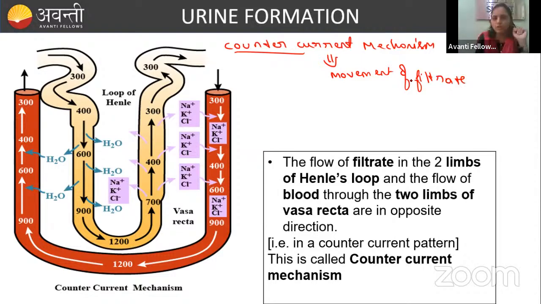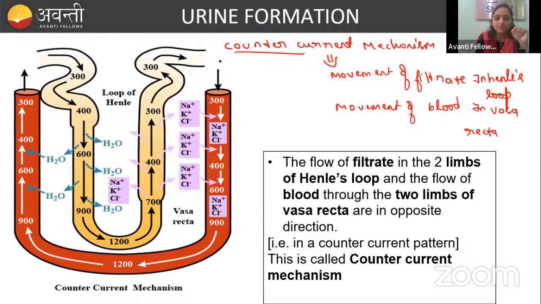Where is the movement of the filtrate going to happen? It is going to happen in the loop of Henle, right? The movement of the filtrate in the loop of Henle, and the movement of blood in the vasa recta, we will call it the current. So how will the fluid move? This is moving, so we will call it the current: the movement of the filtrate in the loop of Henle and the movement of the blood in the vasa recta.